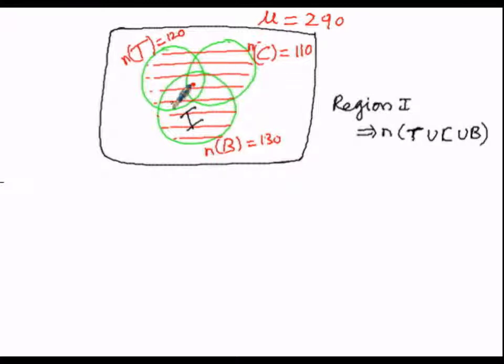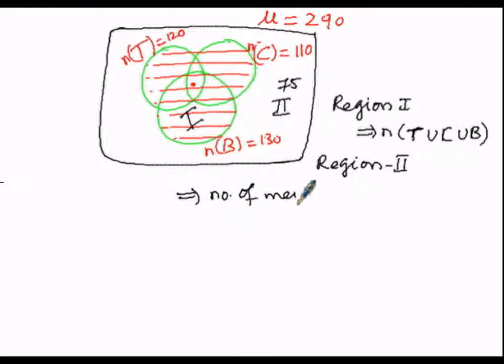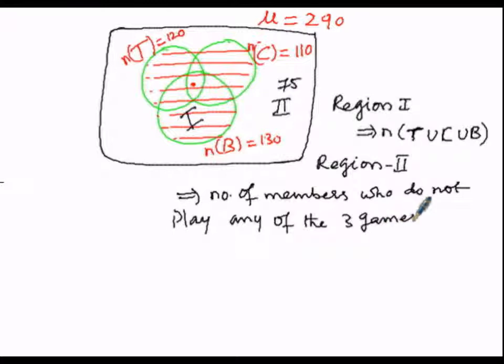So here this is the second region. There are 75 members who do not play, they sit outside these 3 circles. So this second region indicates there are 75 members who do not participate in any one of these 3 games. So region 2 indicates the number of members who do not play any of the 3 games. There are 75 in number.